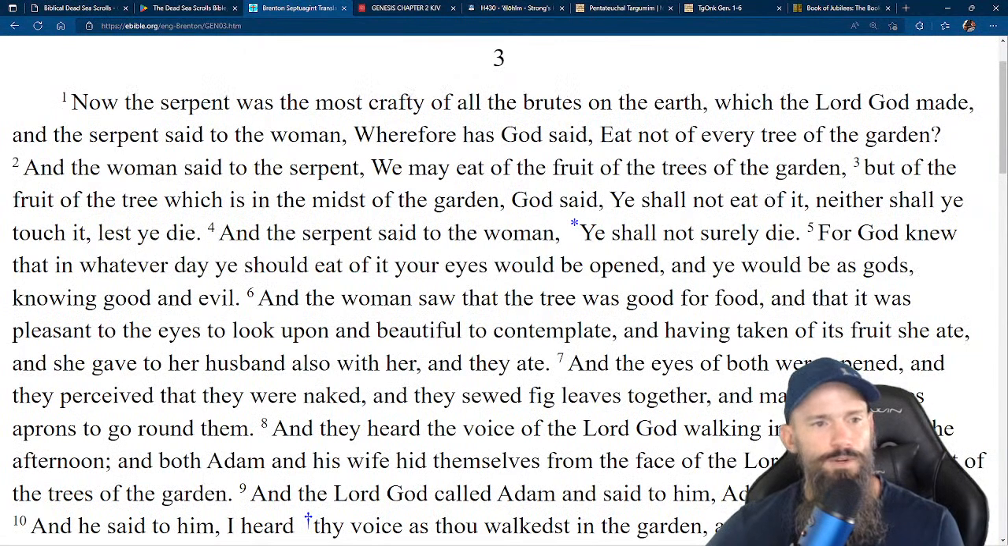But of the fruit of the tree which is in the midst of the garden, Yahuwah said, "You shall not eat of it, neither shall you touch it, lest you die." And the serpent said to the woman, "You shall not surely die. For Yahuwah knows that in whatever day you should eat of it, your eyes would be open, and you would be as gods, knowing good and evil."